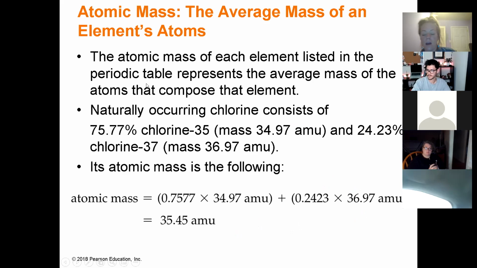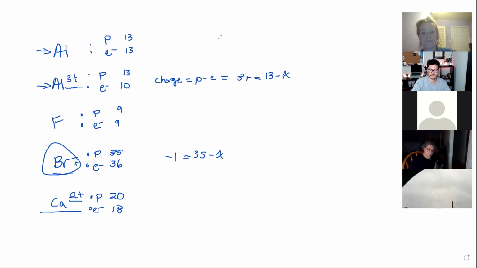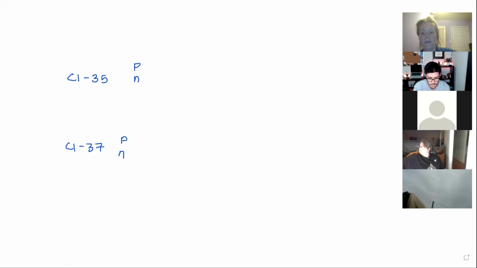Okay, got that. I'm going to write a couple isotopes out for you, and I want you to tell me how many protons and how many neutrons there are. Let's do chlorine 35 and chlorine 37. I want you to tell me the protons and the neutrons for each of these. I'll give you a minute, it shouldn't take too long.